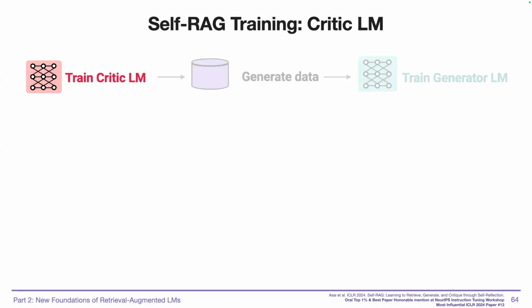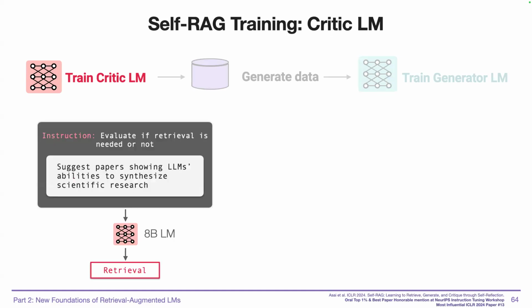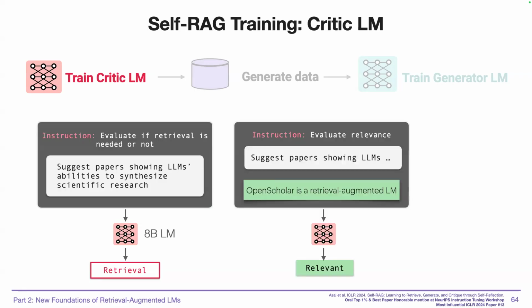The critic language model is an in-house language model trained to generate reflection tokens for all fine-grained aspects of the Self-RAG inference. For instance, it can evaluate if retrieval is needed or not, or if a given passage is related or not. We generate high-quality synthetic training data using GPT-4 to overcome data scarcity.